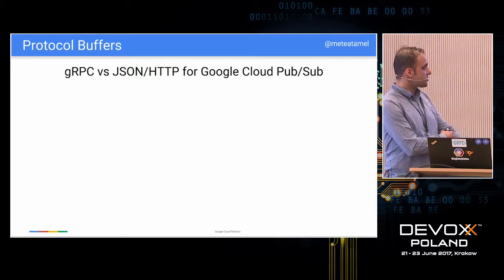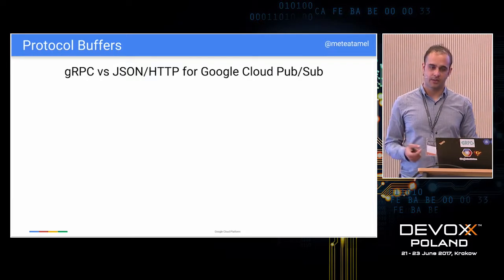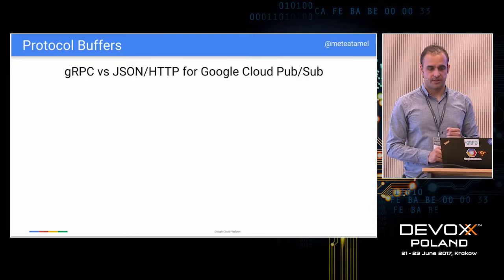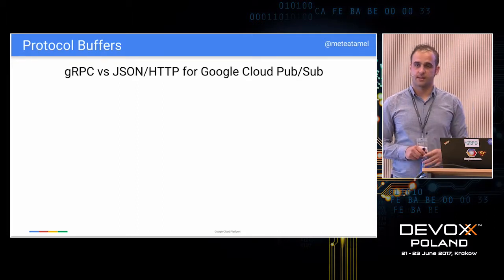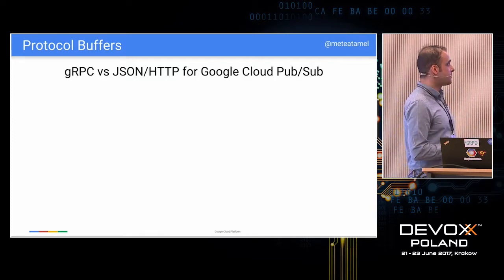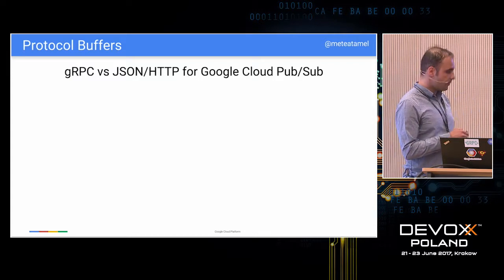For that, I just want to point you to one place where we actually switched from JSON and HTTP to gRPC protocol buffers and saw what happened. In Google Cloud, we have a service called Pub/Sub. It's a publish-subscribe messaging framework. It used to have a JSON HTTP endpoint. It still does, but we also created a gRPC endpoint for that.